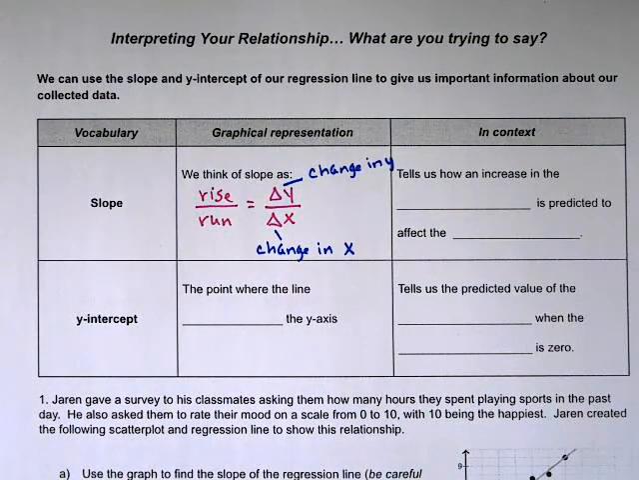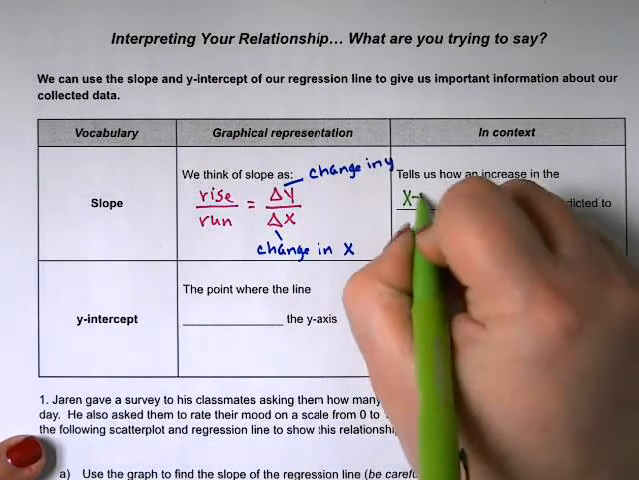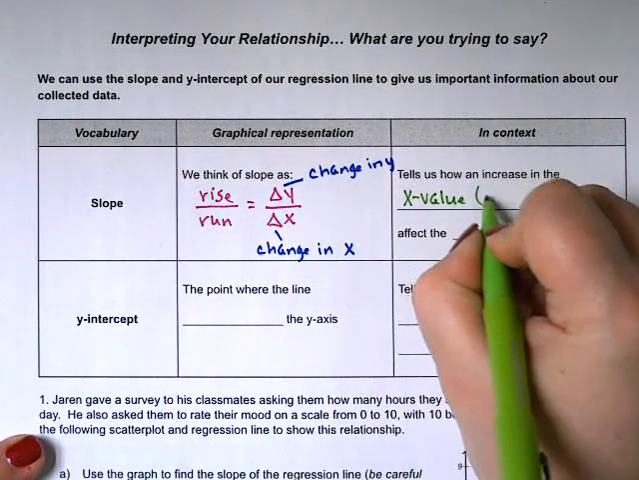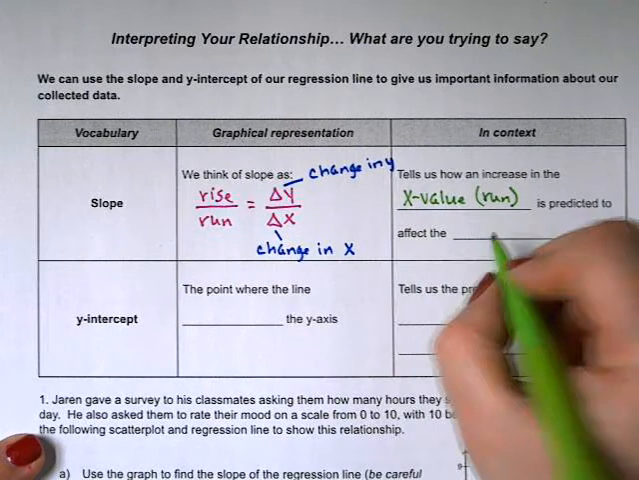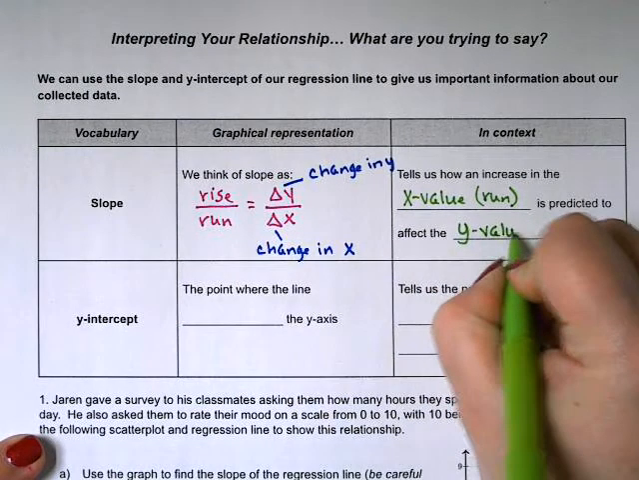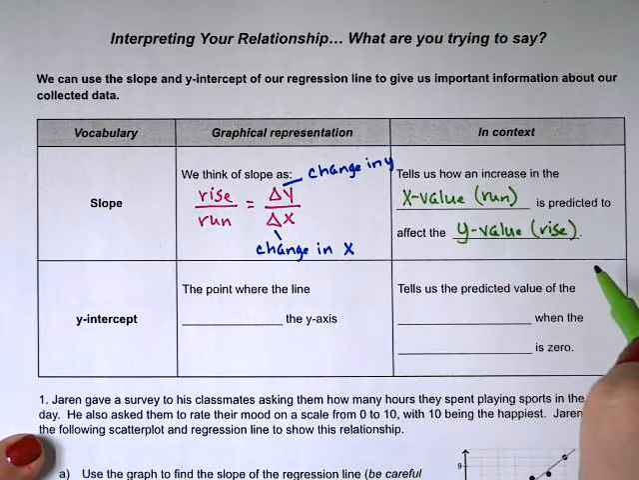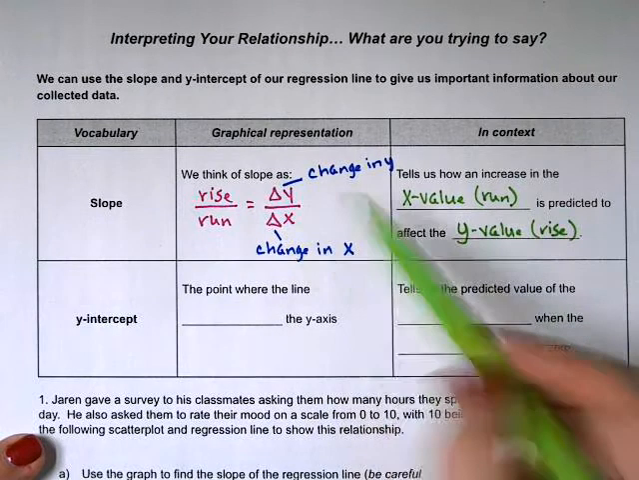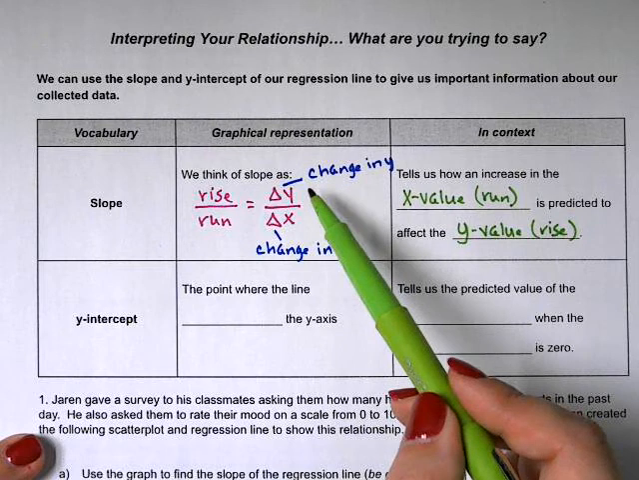So once we have the slope and we're talking about it in terms of a line of best fit, we need to talk about what it means in context. So in context, this tells us how an increase in the x value, so we're going to be looking at the run, is predicted to affect the y value, or the rise. And this will make a little bit more sense once we actually do an example. So bear with me for a second. But really, it's telling us every time we increase the x value by this much, the y value is going to do blank. Okay?